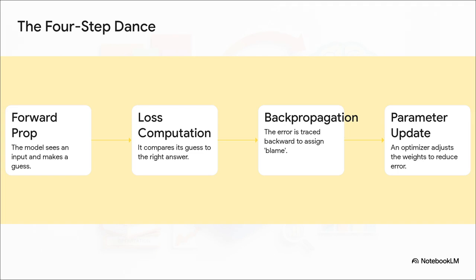Step 2, loss computation. It gets compared to the right answer, dog, and gets a wrongness score. We call it a loss. The more wrong it is, the higher that score. Step 3 is backpropagation, our learning engine. It takes that score and traces it backwards, assigning a little piece of the blame to every single knob that led to that bad guess. And finally, step 4, the parameter update. An optimizer uses all that blame information to go and tweak every single one of those knobs or parameters just a tiny bit. The goal is to make it just a little less likely to say cat the next time it sees a dog. Now imagine this dance repeating millions, even billions of times.